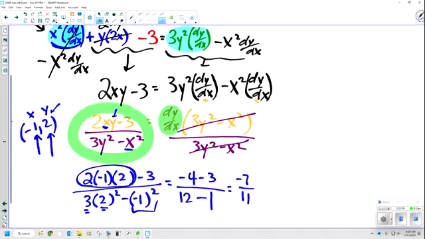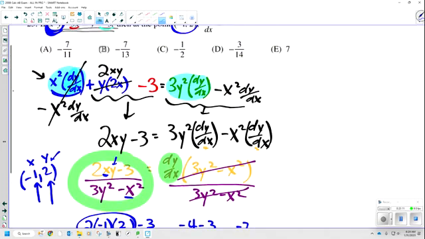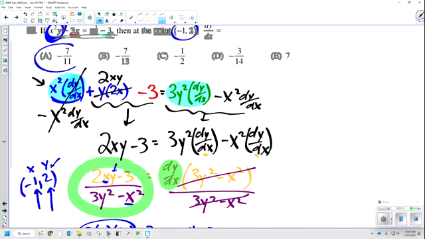But look what choice A is. -7 over 11. Woo.